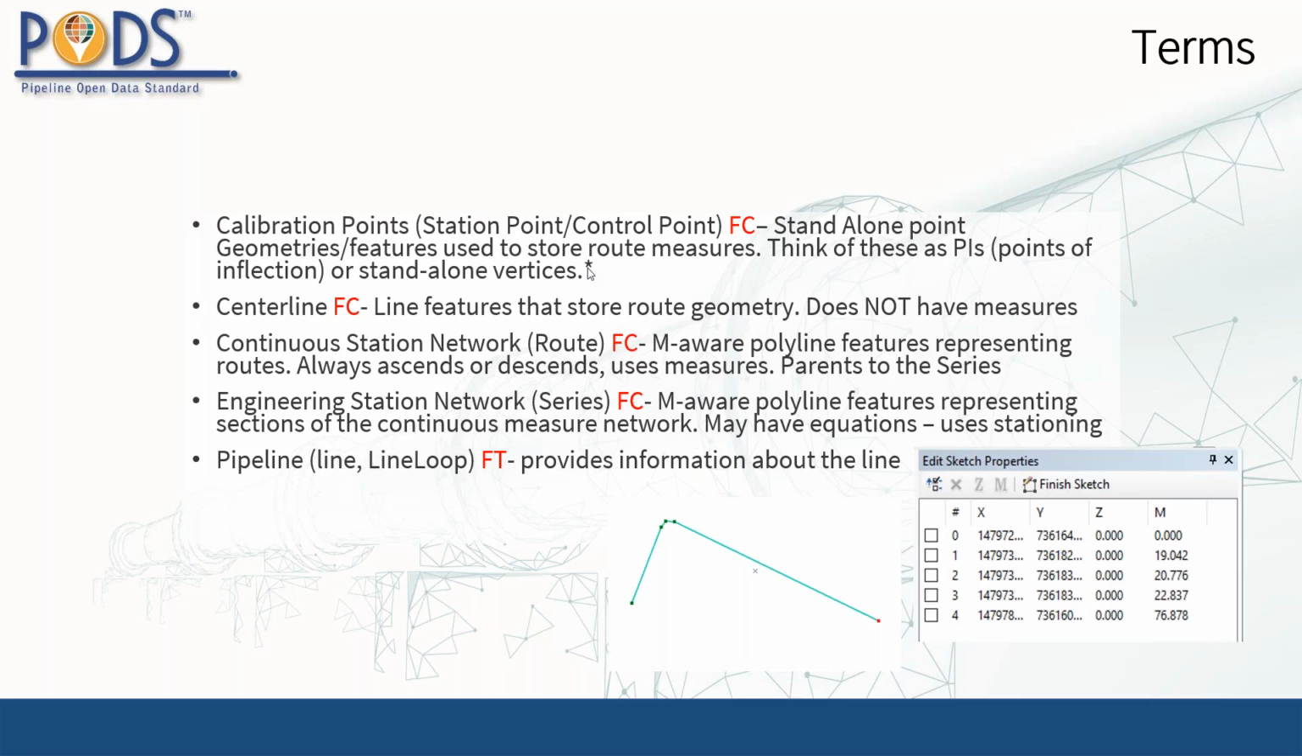Again, in PODS 7, you have calibration points, which you can think of as just standalone points on your line that you have one at the beginning, one at the end, and then probably a few in between, and probably they'll match your vertices, or maybe they won't if you're using APR.